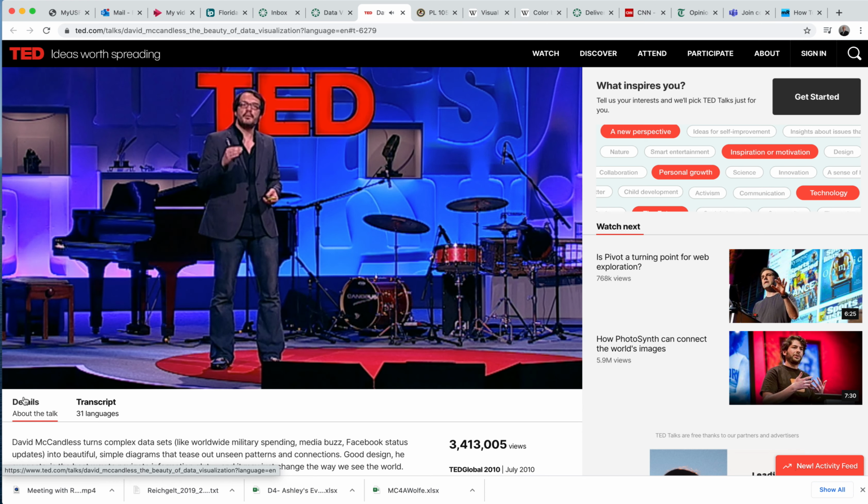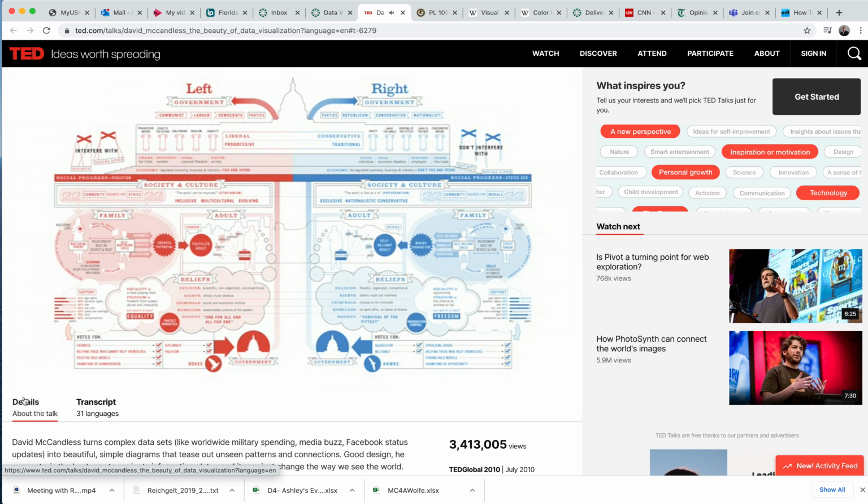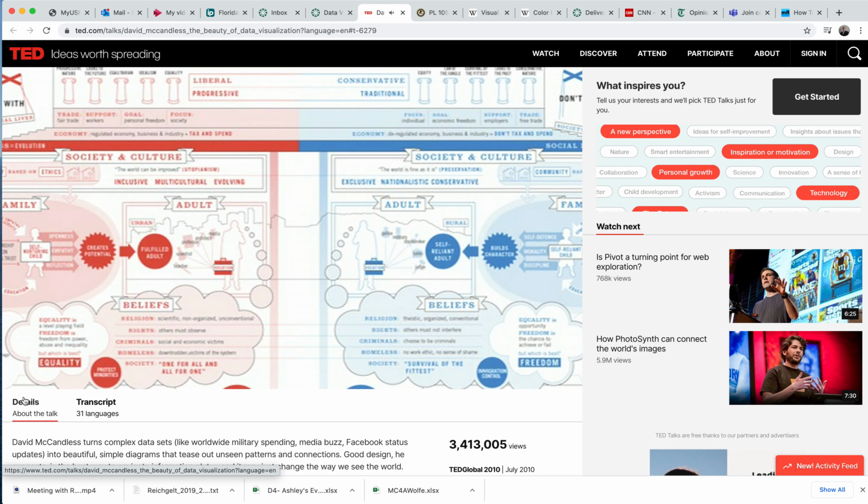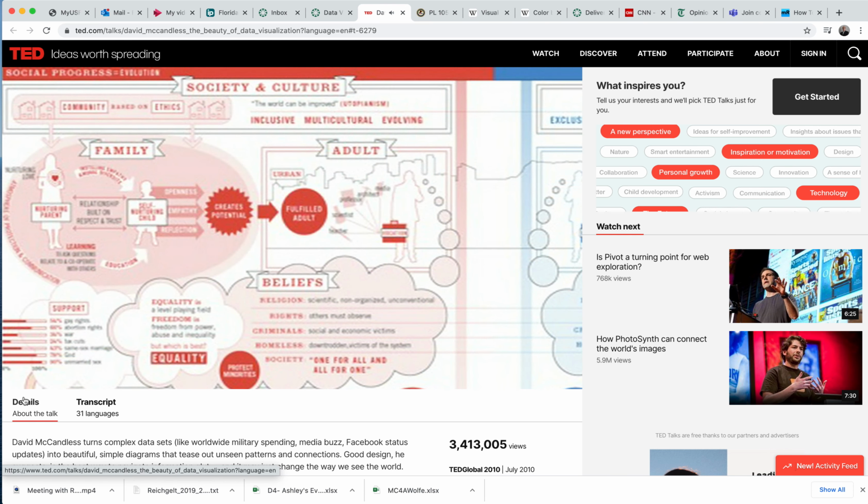But it can go beyond data, and it can go beyond numbers. I like to apply information visualization to ideas and concepts. This is a visualization of the political spectrum, an attempt for me to try and understand how it works and how the ideas percolate down from government into society and culture, into families, into individuals, into their beliefs, and then back round again in a cycle.